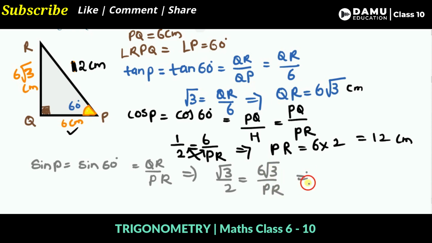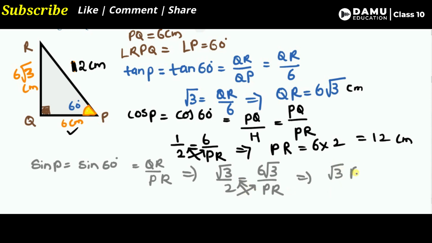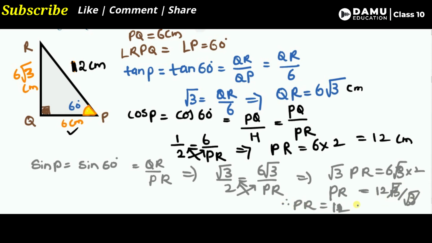So that implies we are going to do cross multiplication. Root 3 into PR will be equal to 6 into 6 root 3 into 2. So that implies here 12 root 3. Then PR will be equal to 12 root 3 by root 3. Root 3 is going to cancel. Then PR will be equal to 12. So 12 centimeters. Like this we can also find it using trigonometric functions.